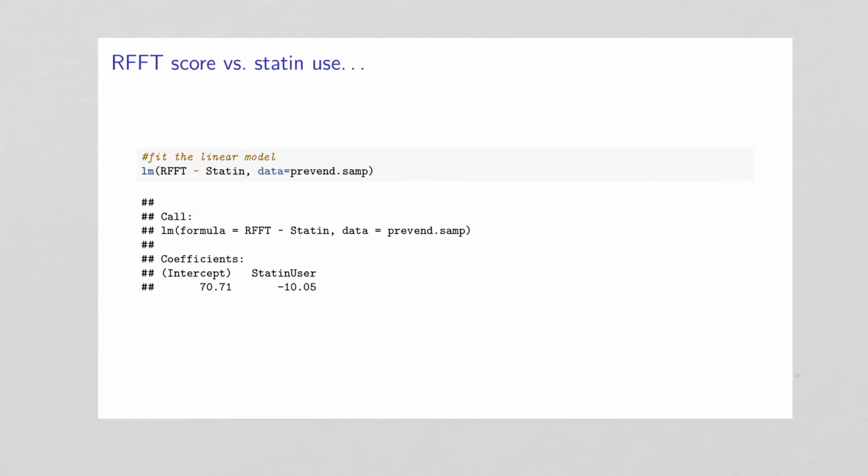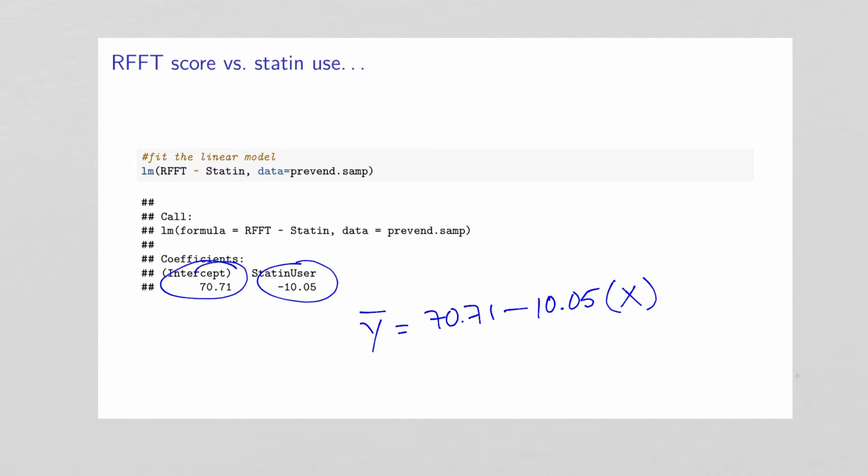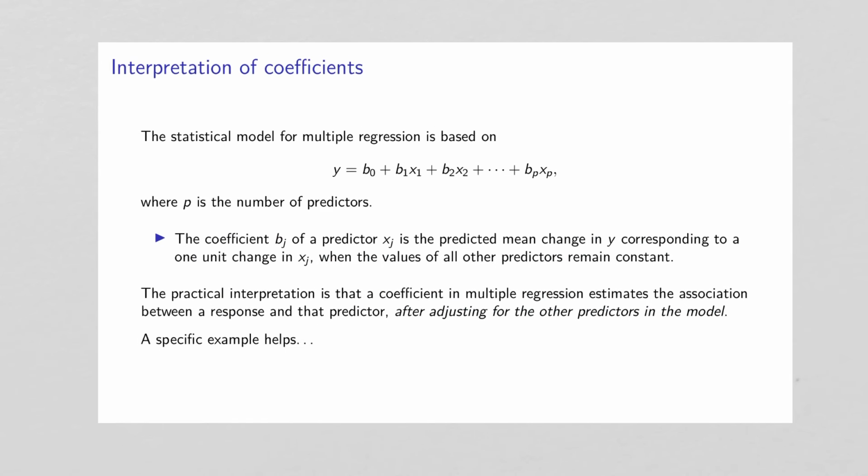Okay, so then let's do a linear regression. So the coefficient, the intercept, the statin user: the expected y of RFFT is equal to the intercept 70.71 minus, because it's a minus right there, 10.05 multiplied by whether or not you're a user. Okay, so we have the coefficients. P is the number of predictors. P's right there. Basically just like we used to do.